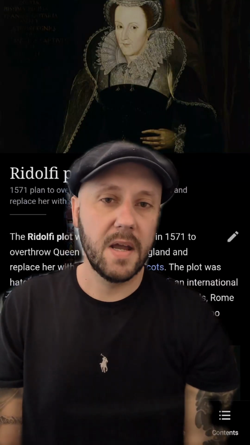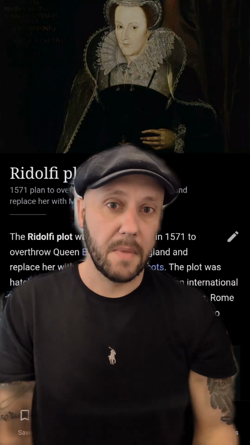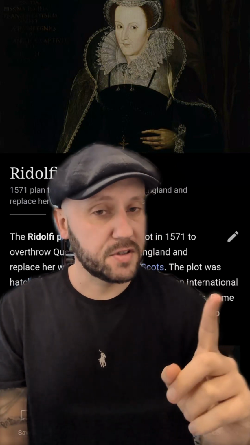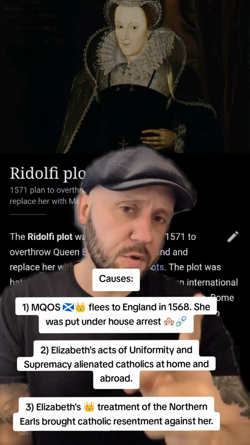So, what were the key causes of the Ridolfi Plot? One of the main causes is the fact that Mary Queen of Scots comes to England in 1568. Don't judge her by the plots that she's got. She's still Mary Queen of Scots.